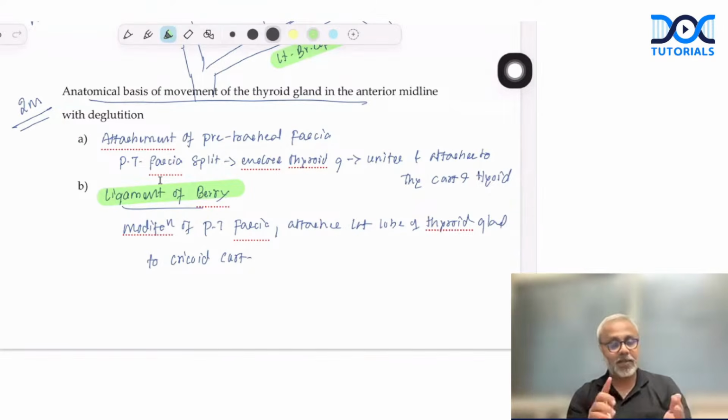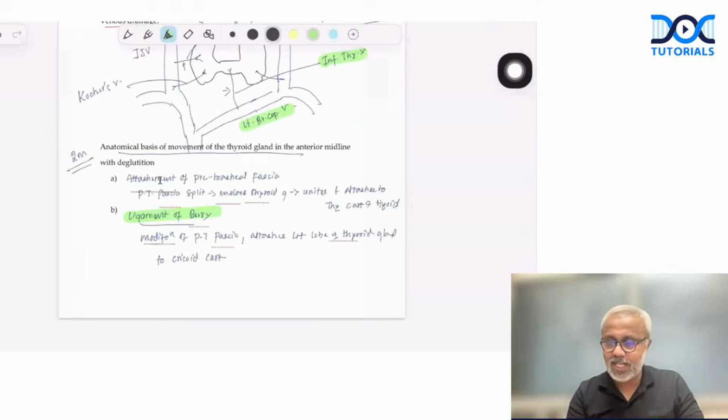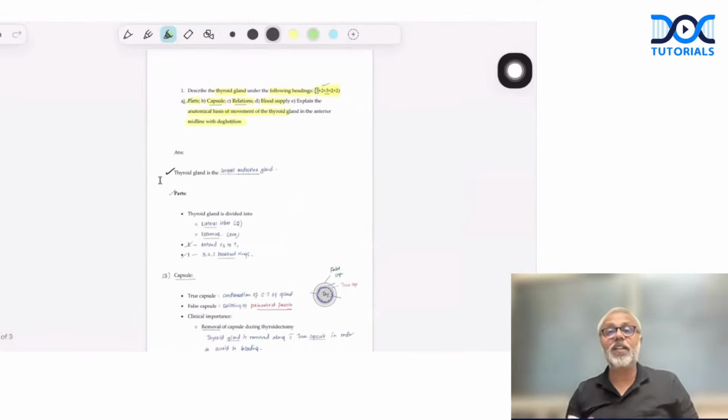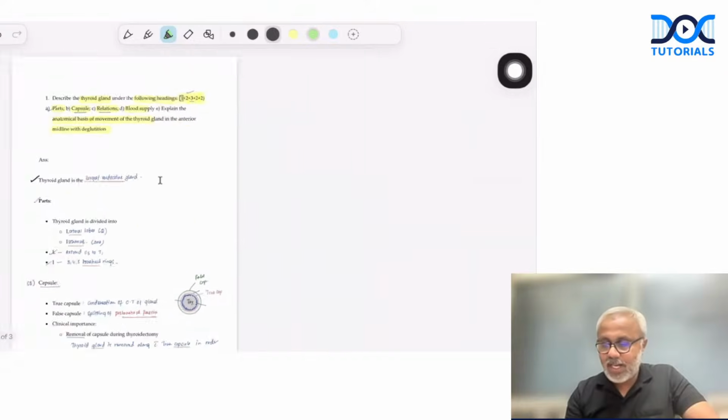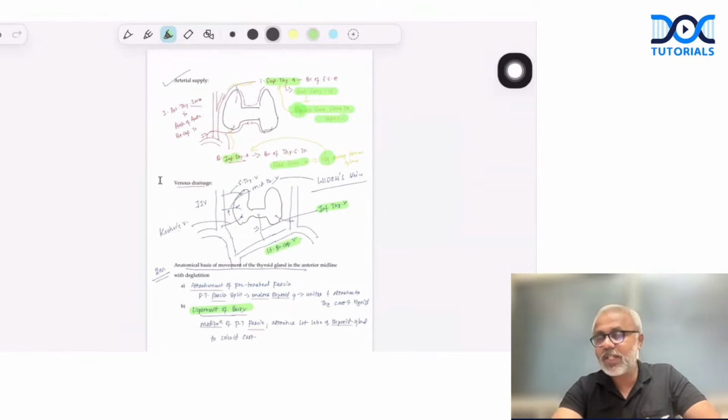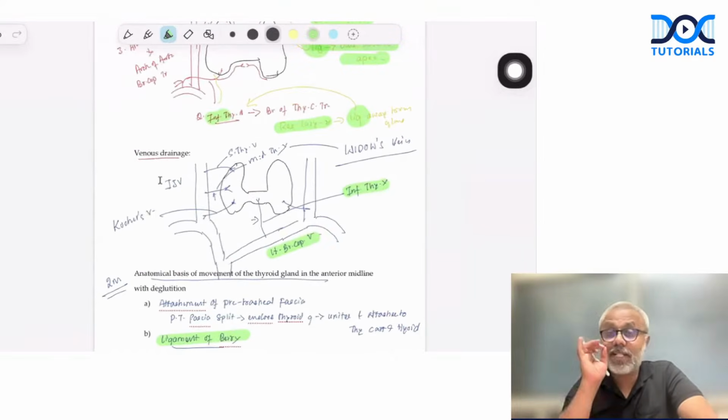These 2 factors. The main factor is attachment to the pretracheal fascia. The second factor is the ligament of Berry. These 2 ensure that the thyroid gland moves up and down with deglutition. Are we clear? This is regarding the anatomical basis behind movement of the thyroid. As I said, if the thyroid gland is asked, these are the must-write points. These are the points the examiner will look for. And if you can do this, you will score at least 8 or 9. If the examiner is generous enough, he might even give 10 as well. But these are the points that you must never miss.